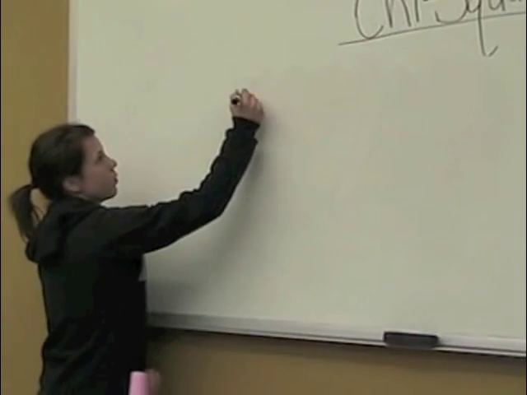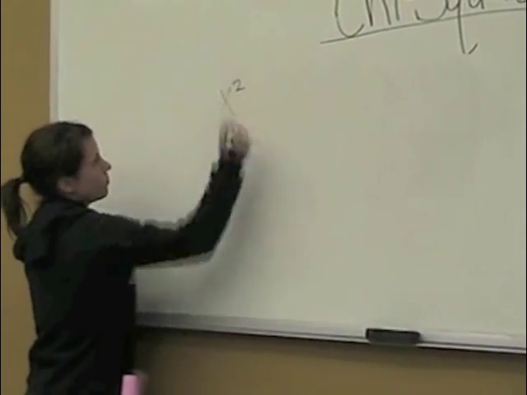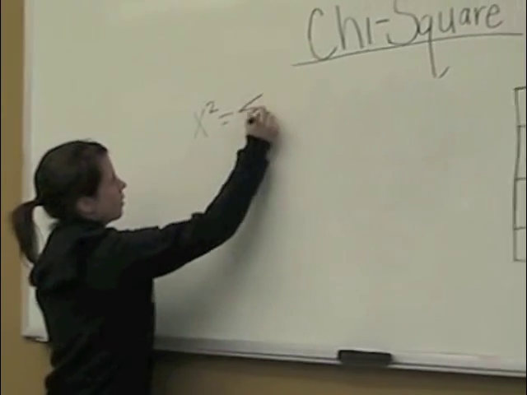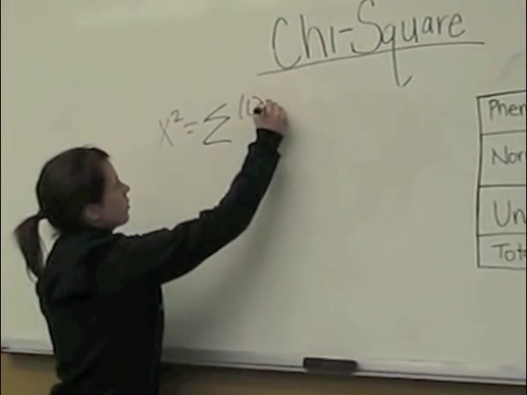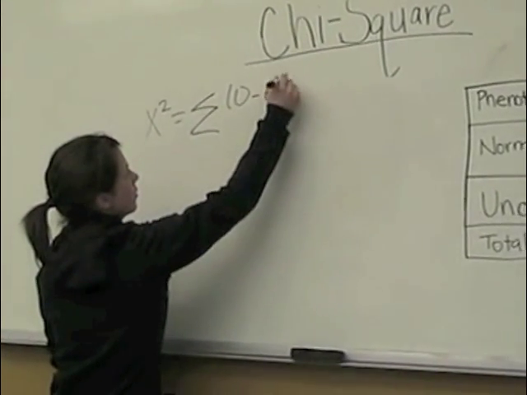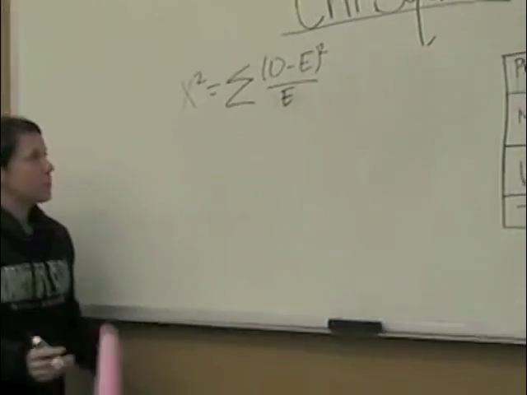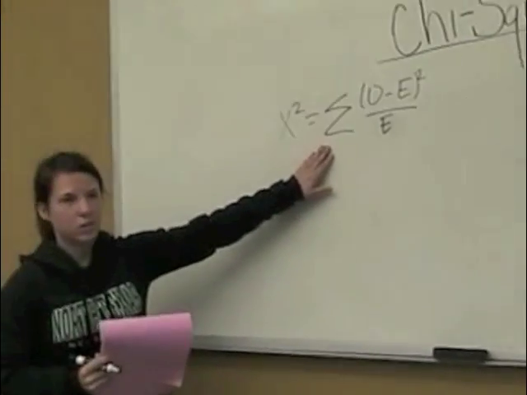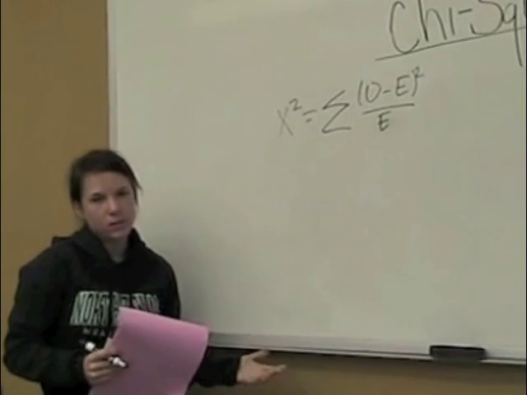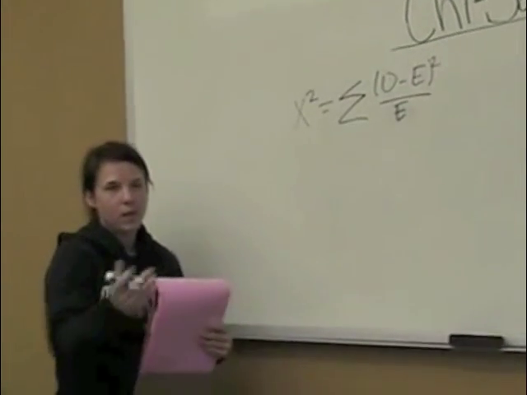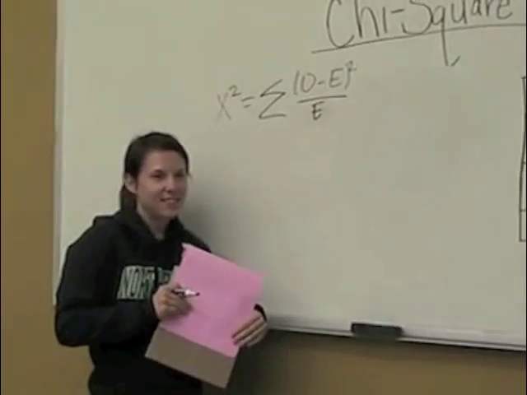Now, the equation for chi-squared is where this equals the summation. So does anyone know what this means, what this stands for? Emmanuel. O stands for observed and E stands for expected, and these are the values of the experiment. That is right.